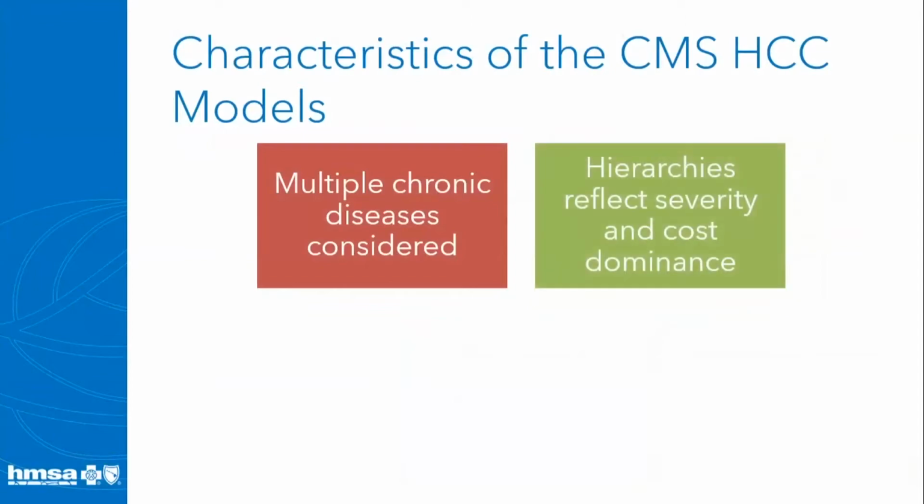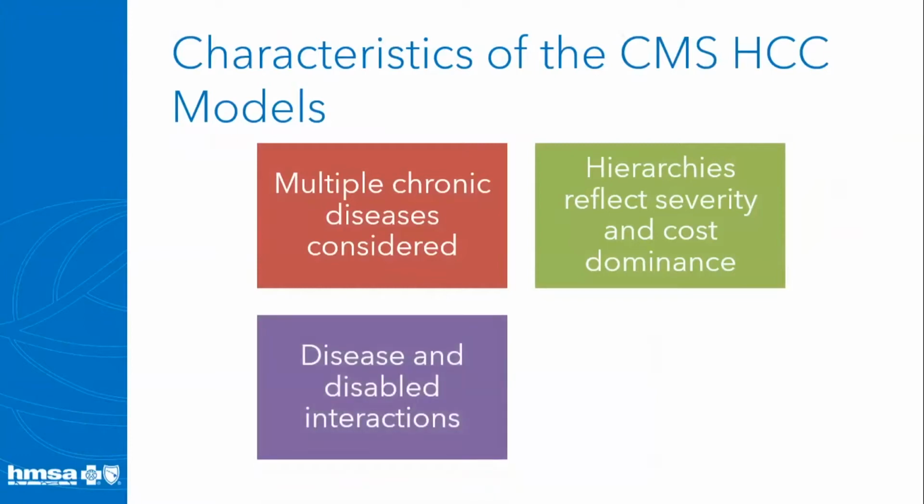Condition categories are placed into hierarchies, reflecting severity and cost dominance. Beneficiaries get credit for the disease with the highest severity or that subsumes the cost of other diseases. Hierarchies allow for payment based on the most serious conditions when less serious conditions also exist. This assures that the more advanced and costly forms of a condition are reflected in the risk score of the beneficiary.